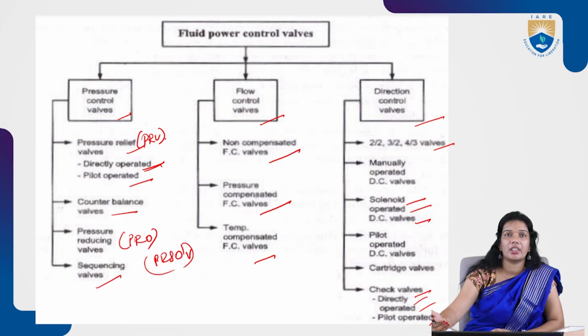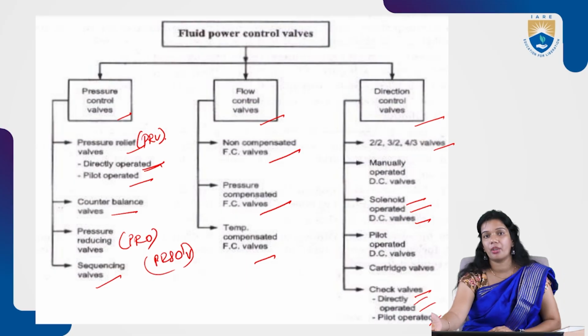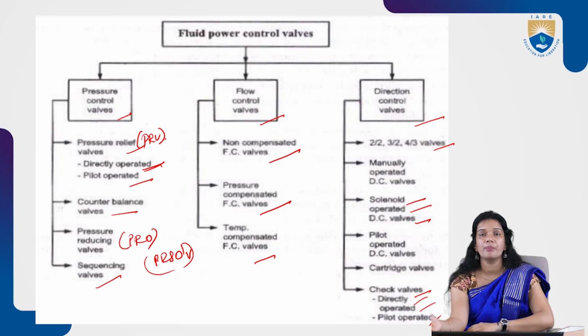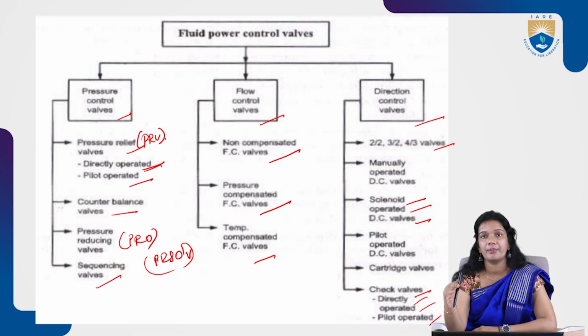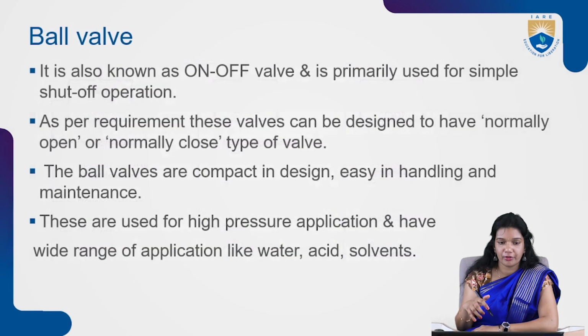So that is the flow, right? So which flow is being controlled. Then you have a directional control. In the directional control, you either have a manually operated, so you can operate manually, or you have solenoid operated, or you have pilot operated, right? So all these are about this particular flow diagram.